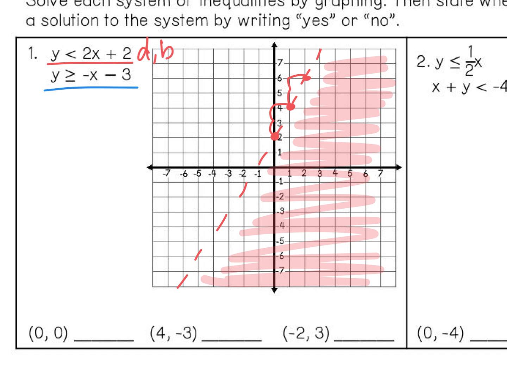For this second one, we've got to start down here at -3. And our slope is negative, so I'm going to go down 1 and right 1. Down 1 and right 1. I could also go up 1 and left. Is this going to be a solid or a dotted line? Solid. Above or below? Should be above, yes. So here is my line.